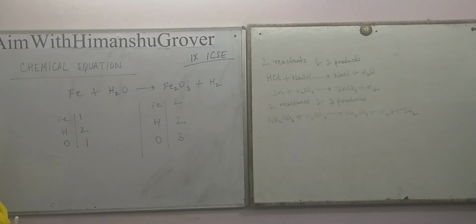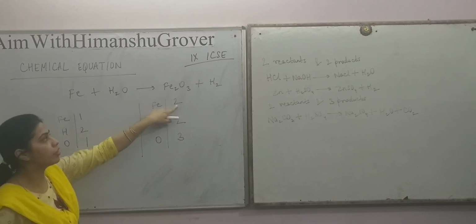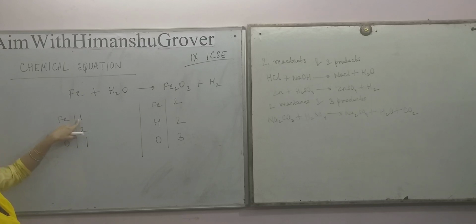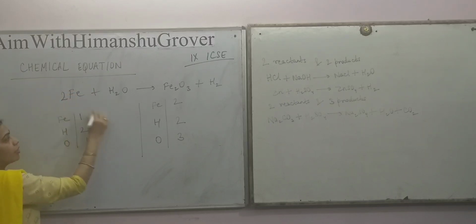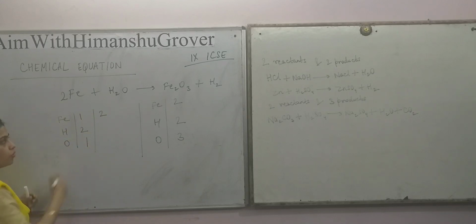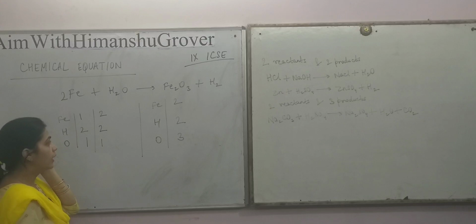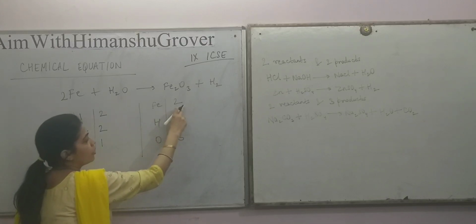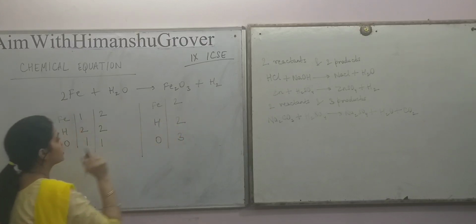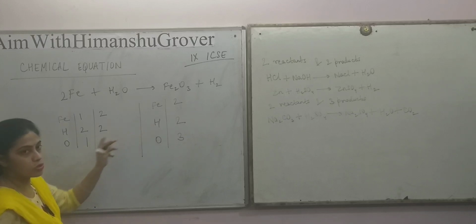So first of all we have to balance iron atoms. Here the number of atoms is 2 and here it is 1. To make iron balanced on both sides, we have to write 2 before Fe. Now the number of atoms in iron becomes 2, hydrogen becomes 2 and oxygen is 1. Here the number of iron is 2, hydrogen is 2 and oxygen is 3. Hydrogen is also balanced now.